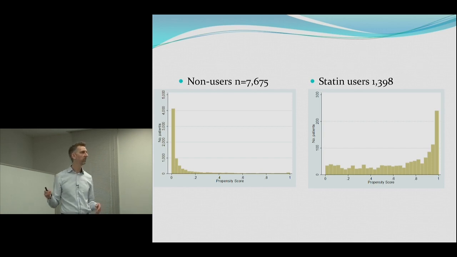Any thoughts on why we might have quite a lot of people at the low end of the score? I can think of two quite different reasons why we might have people at this end.